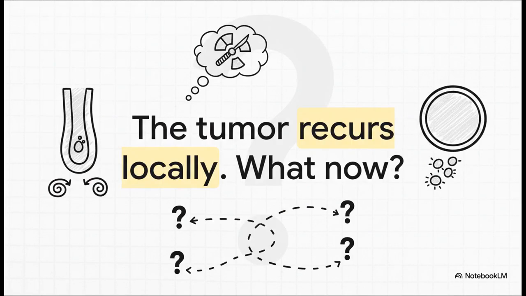All right, now for a new scenario. 2 years into follow-up, you find a small, hard nodule right at the original tumor site. A biopsy confirms it's recurrent SCC. What will you do now?